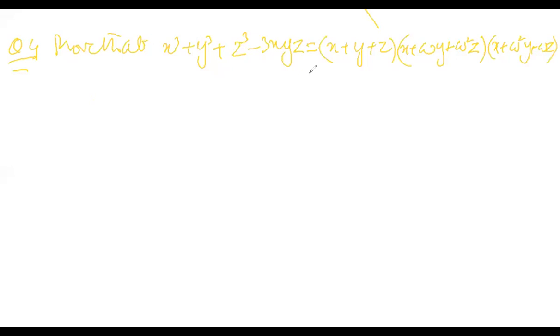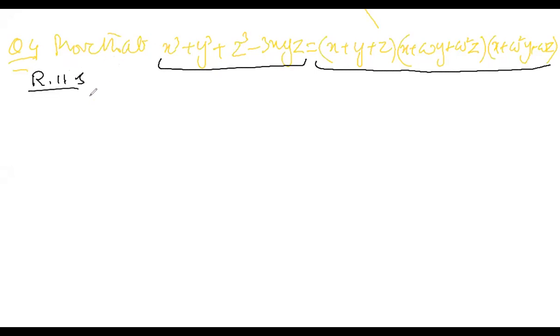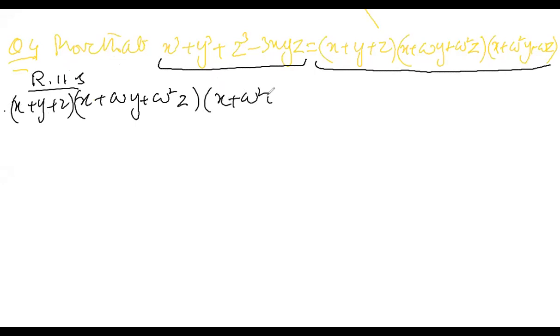Now I'm solving. Here we have the left hand side and there we have the right hand side. What is convenient for me, for you as well, we'll take the right hand side. So x plus omega y plus omega squared z, and x plus y plus z is there, and into x plus omega square y plus omega z. This will take a little more time, so please keep your concentration here.